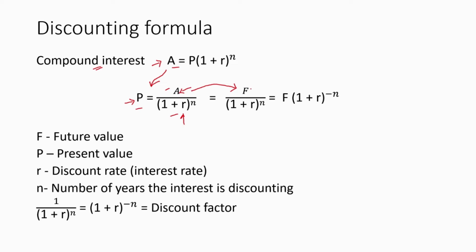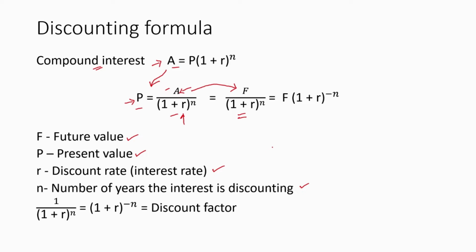Now F denotes the future value. The denominator is the same. So capital F is the future value, capital P is the present value, and R is the discount rate. This is also the interest rate. N is the number of years the amount is discounted.